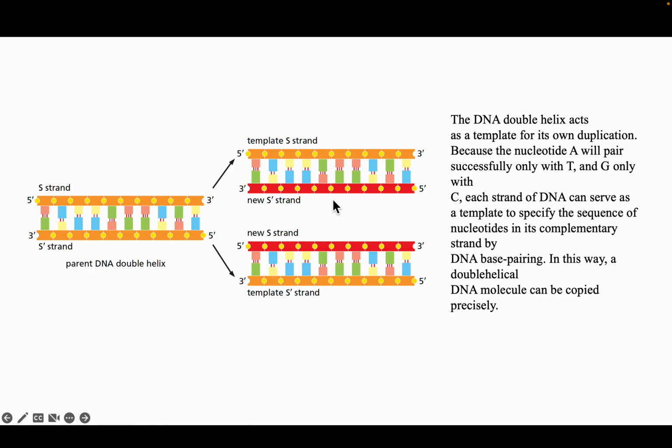Because a nucleotide A will pair successfully only with T and G with C, each strand of DNA can serve as a template to specify the sequence of nucleotides in its complementary strand by DNA base pairing. In this way, the double helical DNA molecule can be copied precisely. If one of the DNA strands had a sequence like ATGC, and the other strand is getting replicated, nucleotides will come that way only, so that against A, a T nucleotide will come and bind by hydrogen bonding. This is how the precision is maintained.